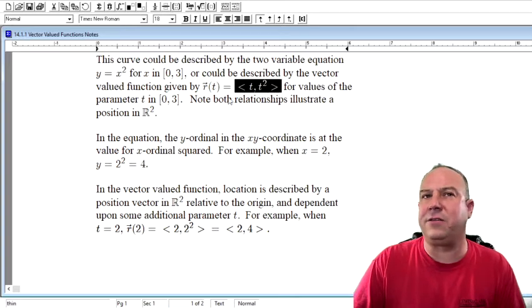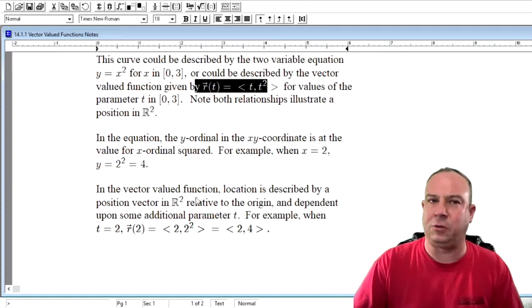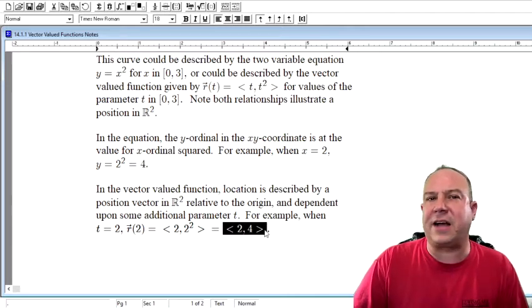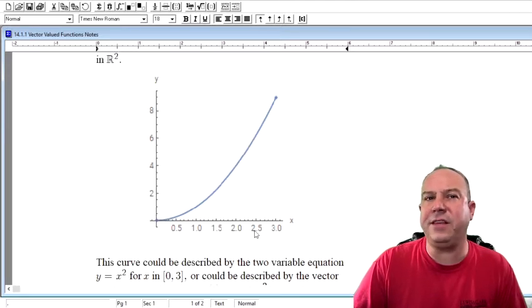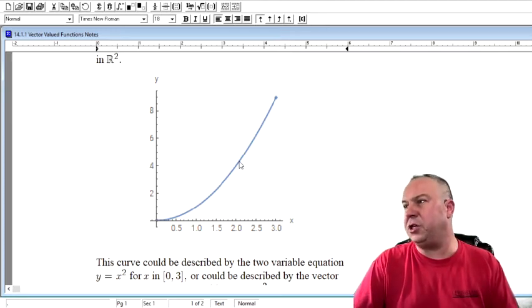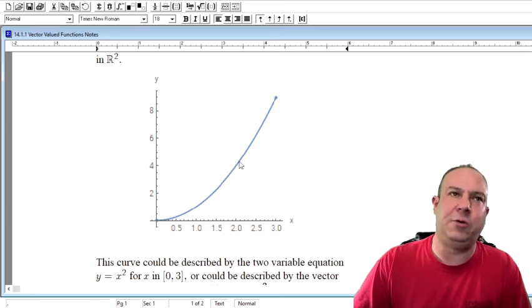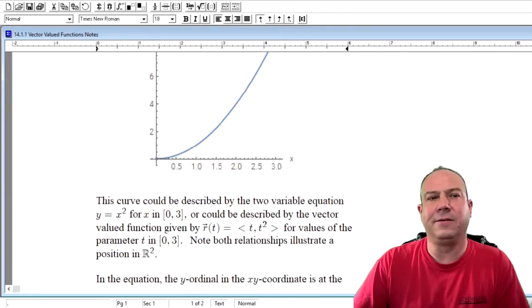Because our vector valued description for r bar of t is t comma t squared. And if t is 2, it's 2 comma 2 squared, or the vector description 2 comma 4, right? Both the equation and the vector are pointing right to this location in our graph, right? When either x is equal to 2 in the equation or when t is equal to 2 in the vector valued functional description of this path in two-dimensional space. All right?